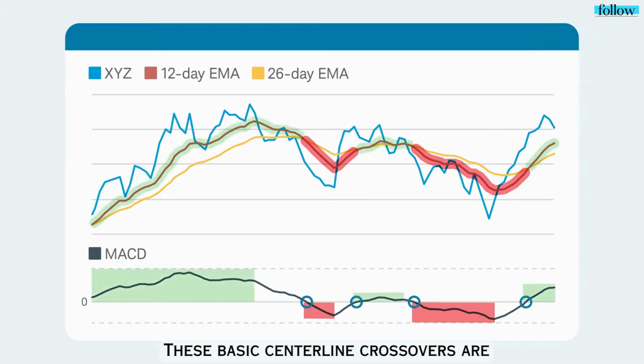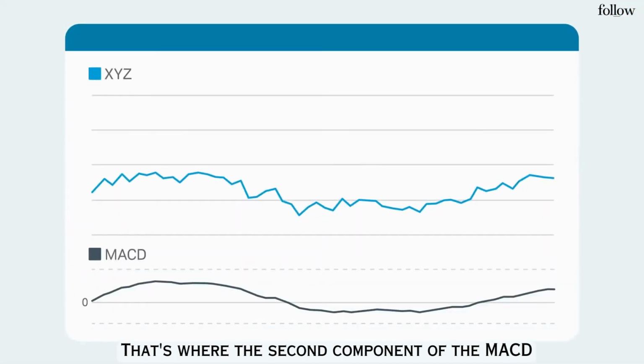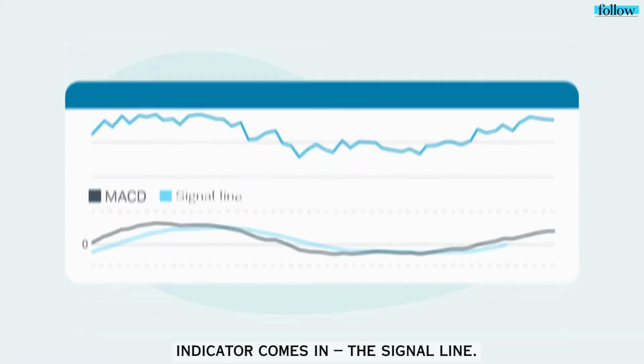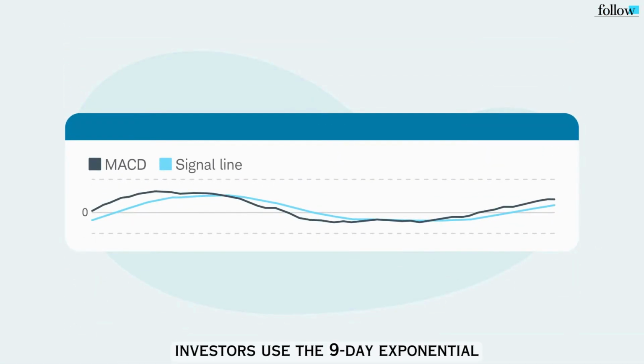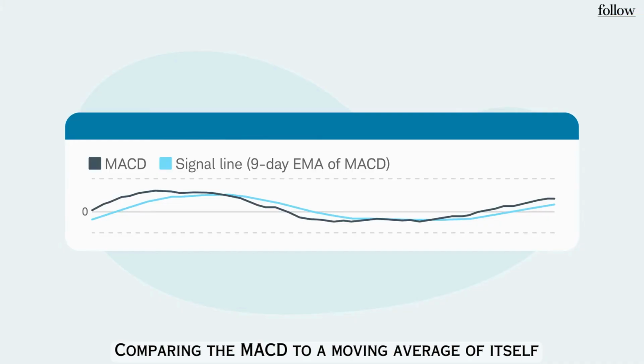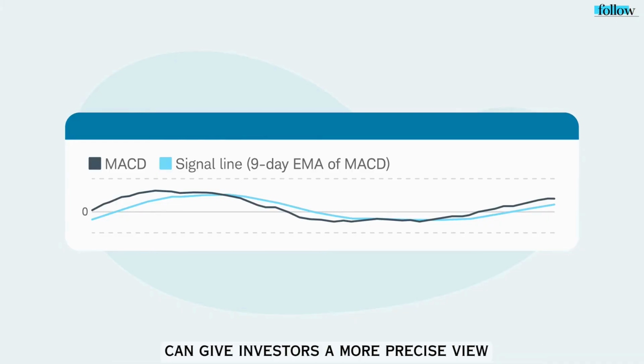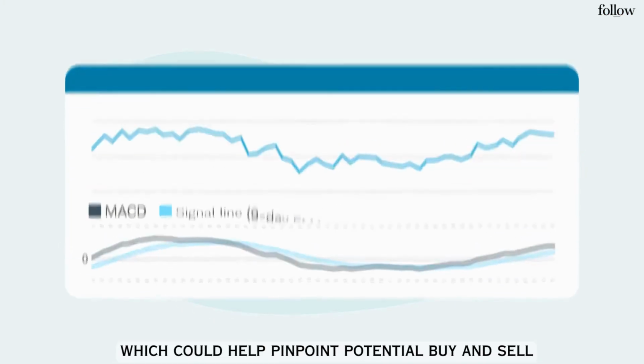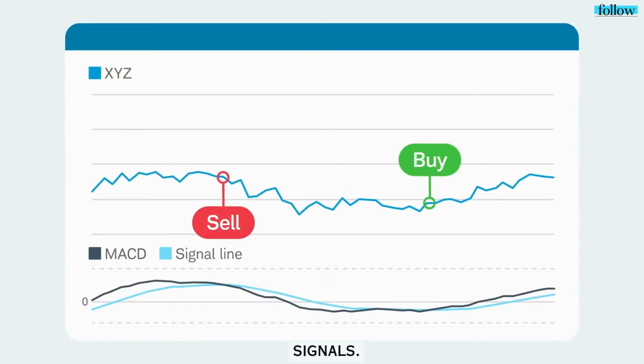These basic centerline crossovers are useful for helping identify a trend, but many traders use a more precise version of the indicator to identify potential entry and exit signals. That's where the second component of the MACD indicator comes in, the signal line. Typically, investors use the 9-day Exponential Moving Average of the MACD itself as the signal line. Comparing the MACD to a moving average of itself can give investors a more precise view of momentum changes and when new trends may be starting, which could help pinpoint potential buy and sell signals.